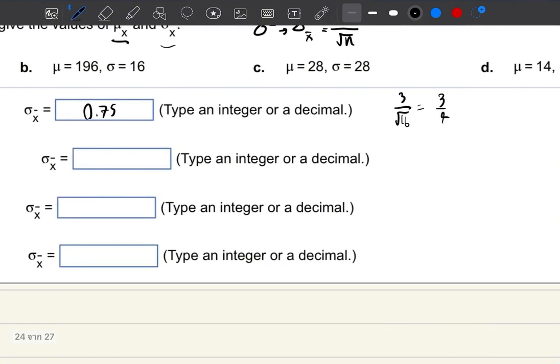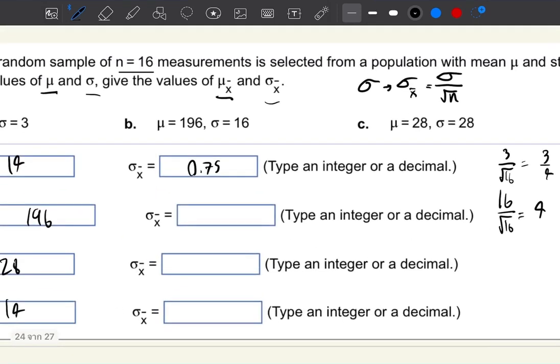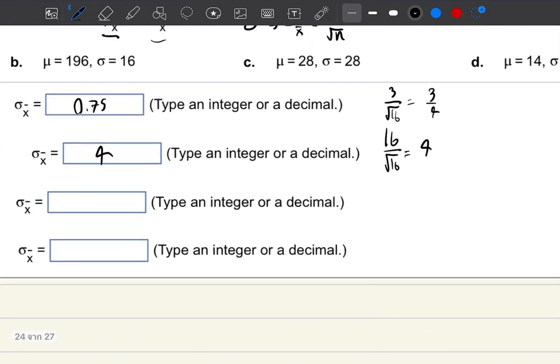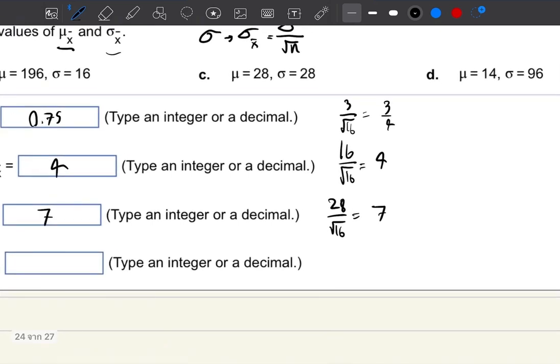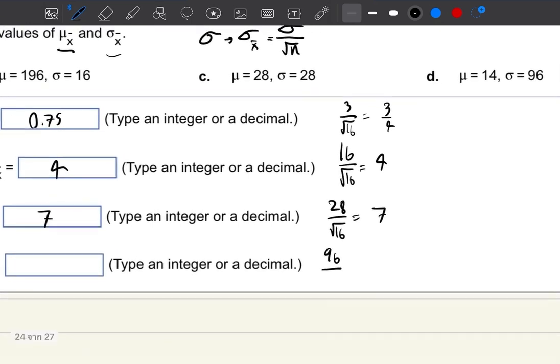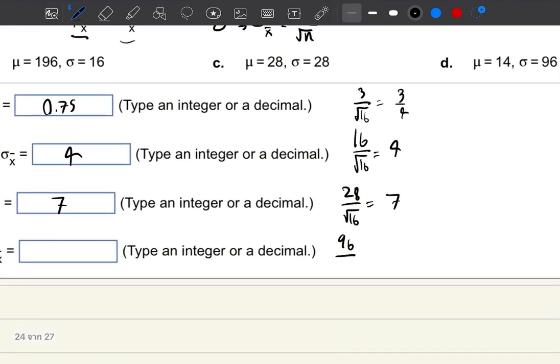And then for B, the standard deviation is 16 and divided by square root of 16, which is 4. Next is 28 divided by square root of 16, which is 7. And then 96 divided by square root of 16, which is equal to 24.